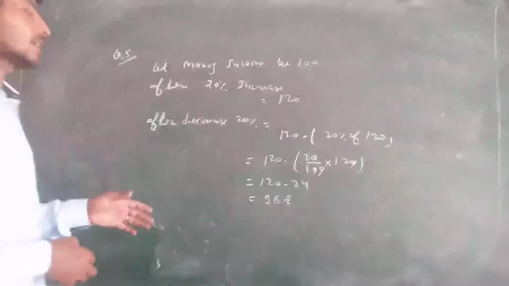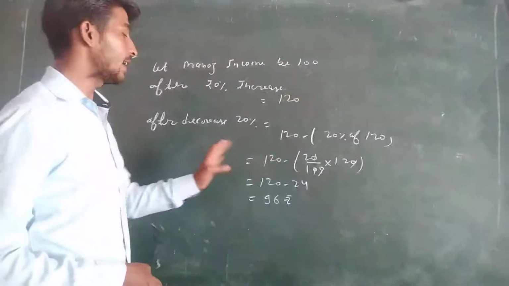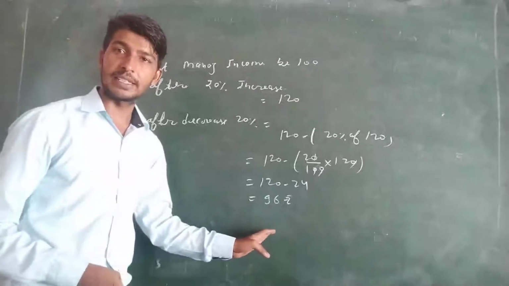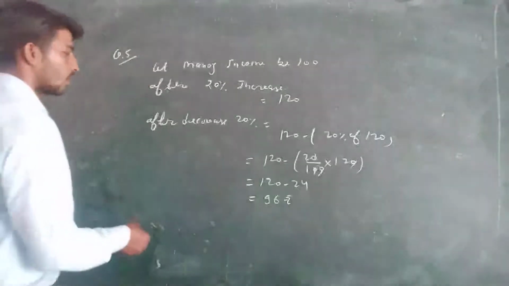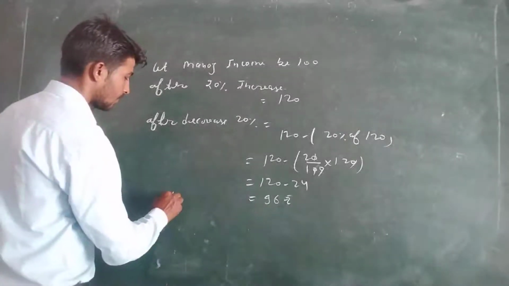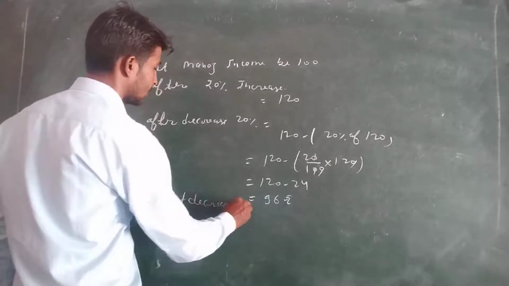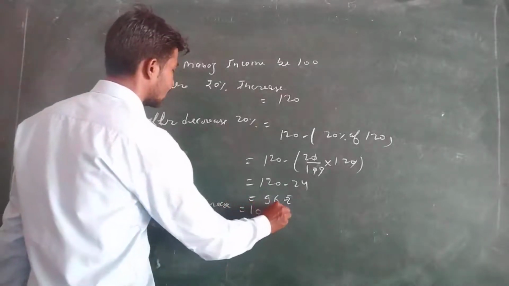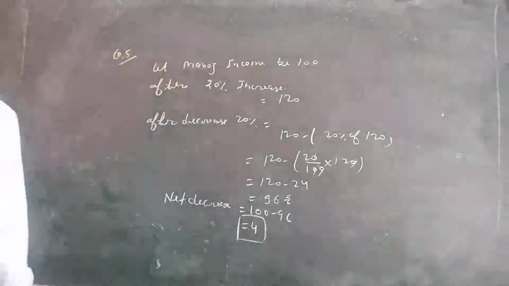So now you have to find out the net decrease. Net decrease means Manoj's income is 100, okay, and the final amount is 96 rupees. So net decrease is 100 minus 96 equals 4. Simple.